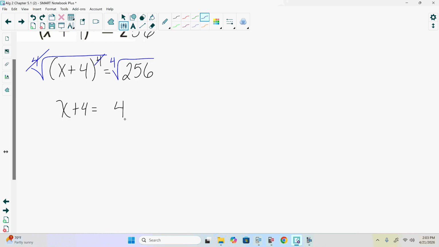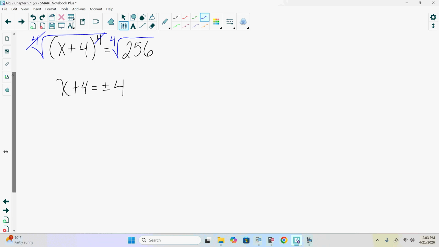However, because we did take an even root of a positive number, we should have two solutions, yes? Which means we do have to put a plus or minus in front of that 4. Because x plus 4 could be 4, or it could be negative 4. We could have either case.